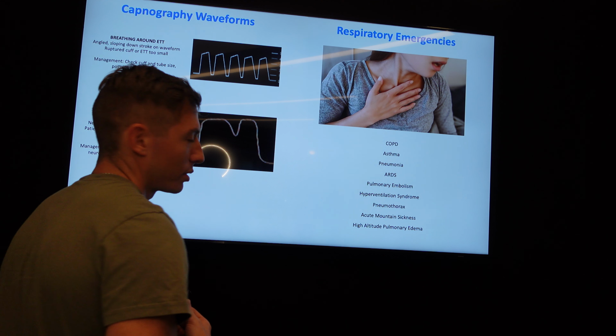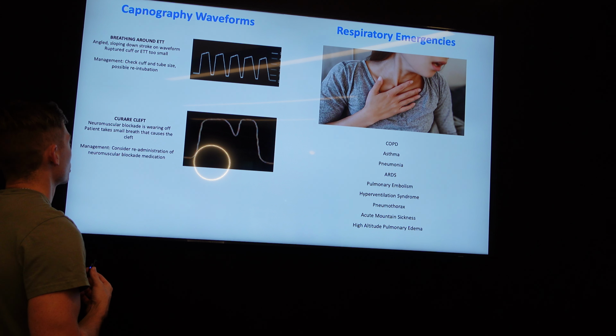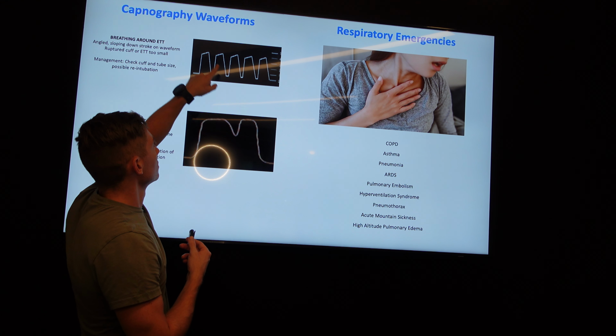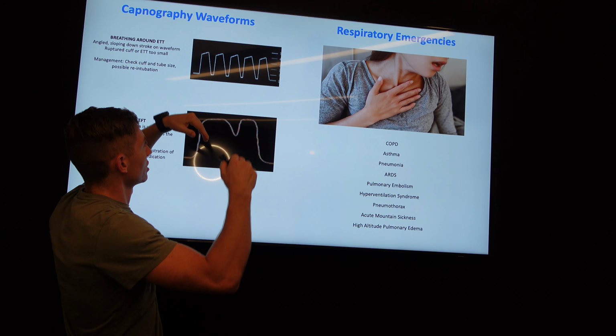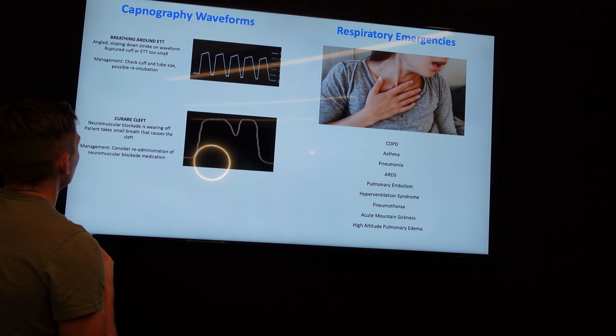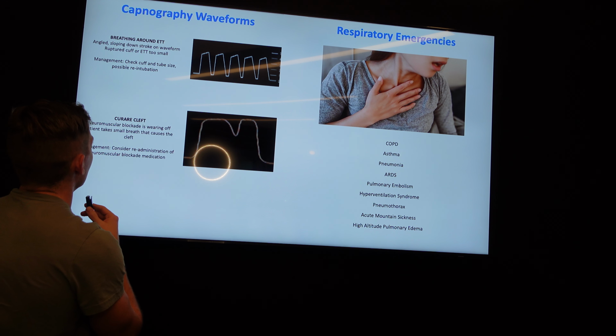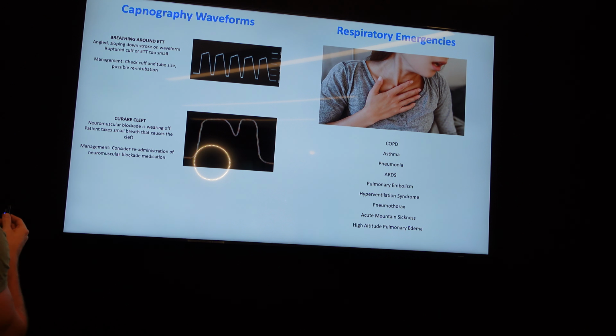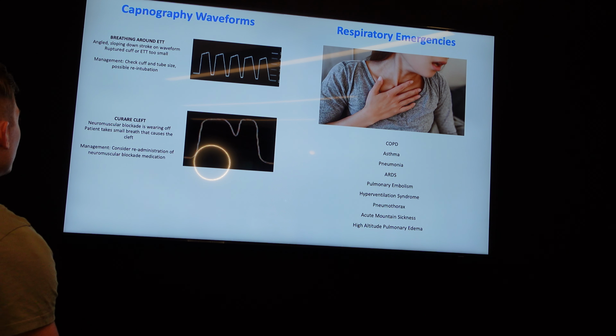This is interesting: breathing around the endotracheal tube. You have a weird angled, almost arrowhead shape. It looks like a pile driver drill bit. A sloping downstroke on the waveform means we have a ruptured cuff or the ET tube is too small. So our management is to check cuff and tube size and possibly re-intubate if necessary.